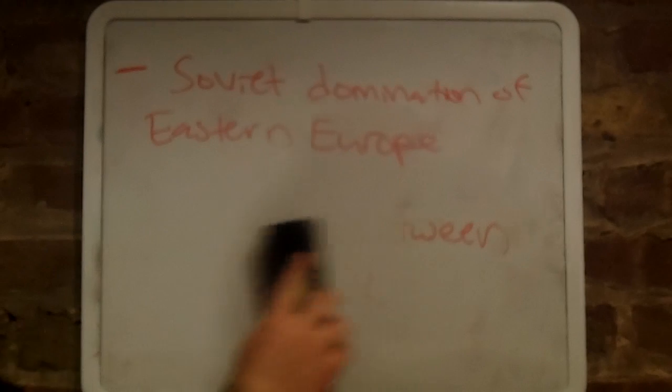In Europe, the western part, which was friendly to the U.S., formed the alliance of NATO. And then in Eastern Europe, which was controlled by the Soviets, you had the Warsaw Pact.